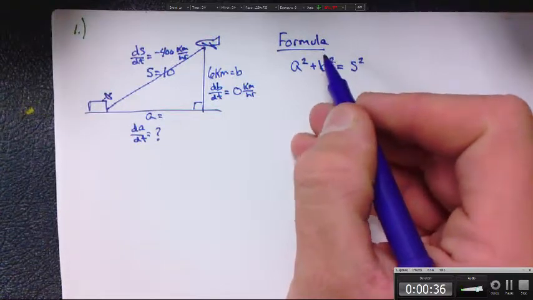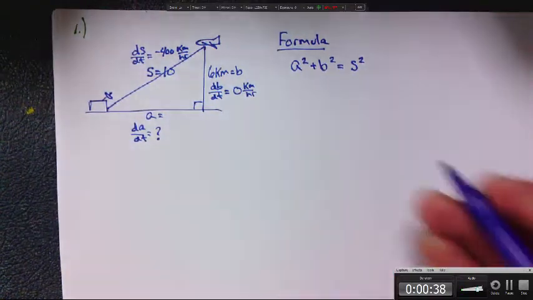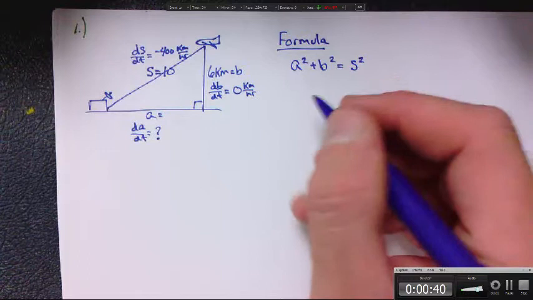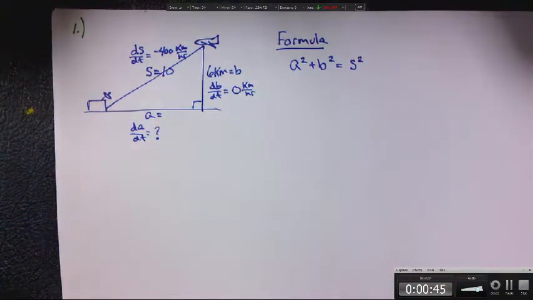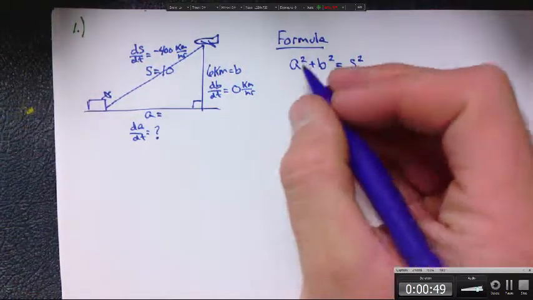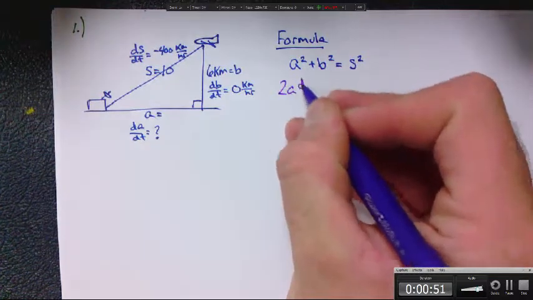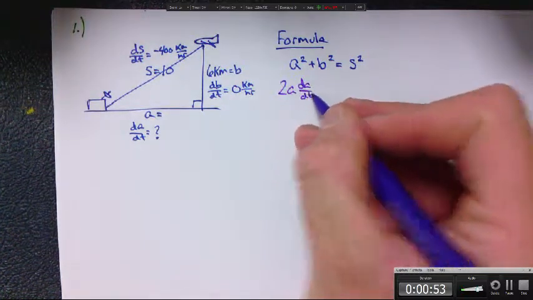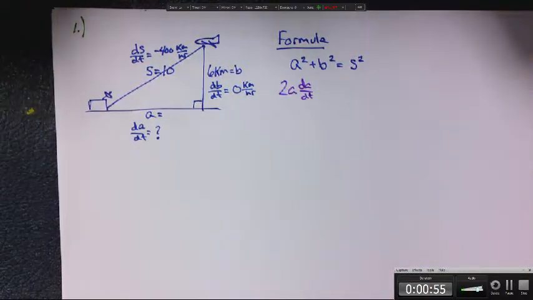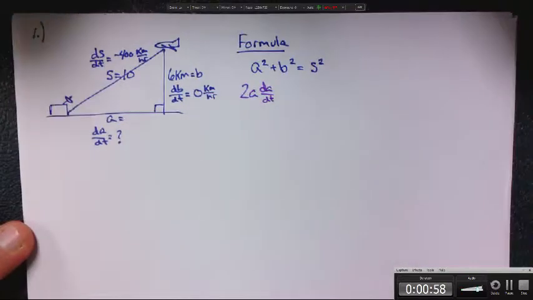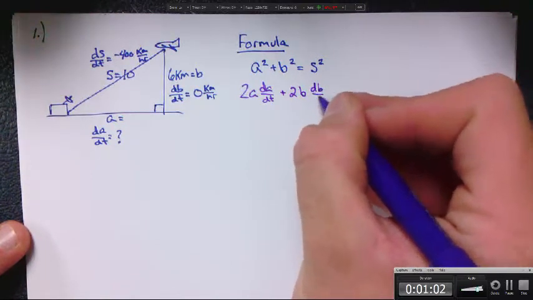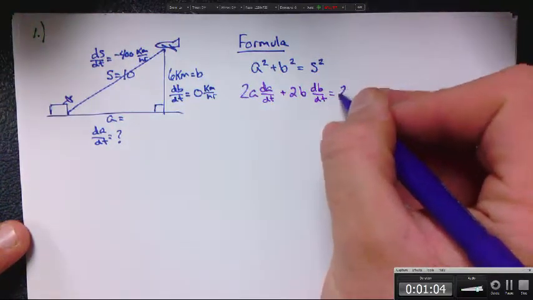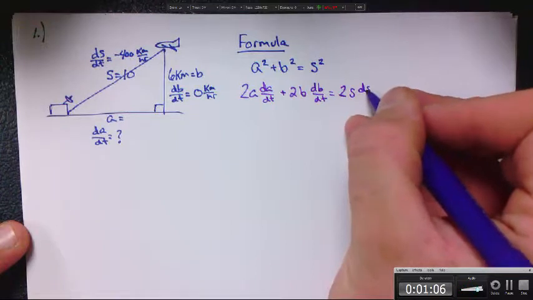The formula that we are going to use is a squared plus b squared equals s squared. And then from here, we're going to implicitly differentiate each of these with respect to time. So what's the derivative of a squared? 2a. And then we're taking it with respect to time. So since the variables do not agree, we've got to put dA/dt, plus 2b dB/dt equals 2s ds/dt.